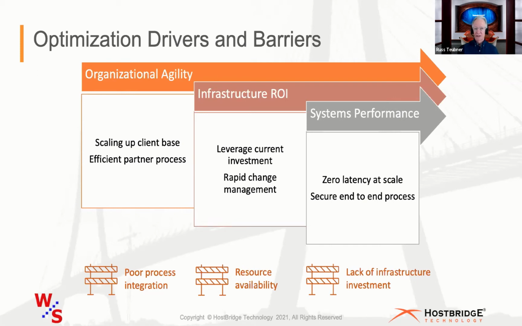Now, the reality is that all sounds good, but there are some real blockers and barriers along the way. For example, poor process integration within organizations, and sometimes it's worse even in the larger the organization. That can really be a blocker or a barrier. One of the key problems that we see in a number of organizations trying to optimize their infrastructure or their application portfolio or their integration approach is just simply a lack of resources.